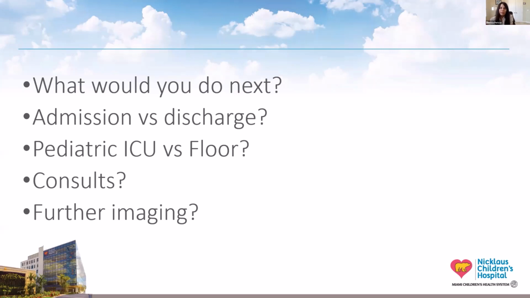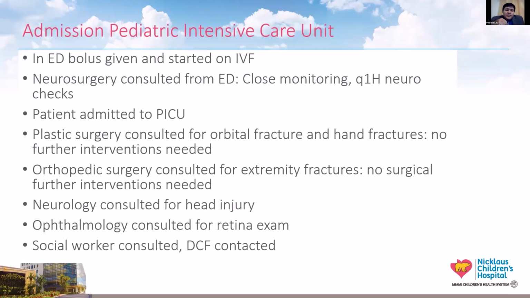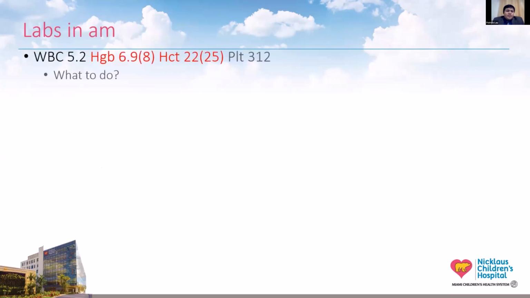So at the outside hospital, the patient had been bolused and put on IV fluids. When she got to the ER at the institution, we consulted neurosurgery. They wanted close monitoring, acute 1 hour neuro checks. She was admitted to the ICU. Plastic surgery was consulted for the orbital fracture and the hand fractures, with no interventions, just to observe them. Orthopedic surgery for the extremity fractures recommended just a sling. Neurology was consulted as well, and ophthalmology for a retinal exam. Social workers were called again for DCF to evaluate the patient too.